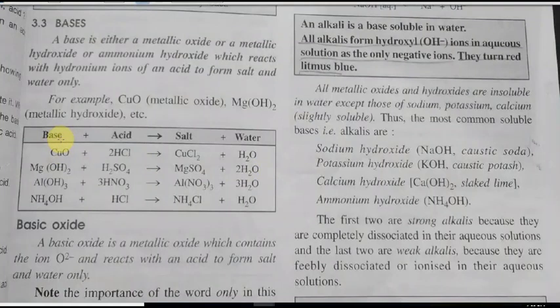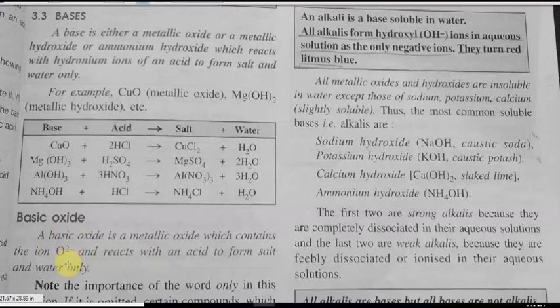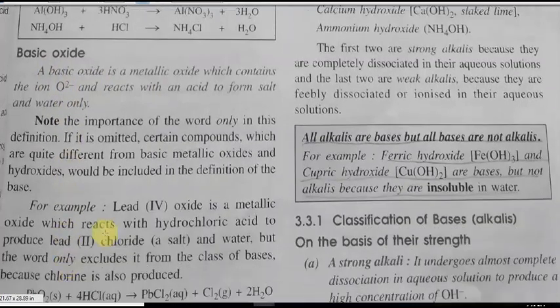Now going back to the definition of a base again, metallic oxide. So this is basic oxide, I am pointing the mouse cursor here. What is actually a basic oxide? A basic oxide is a metallic oxide which contains the ion O double minus and reacts with acid to form salt and water only. Now note the importance of this word only.